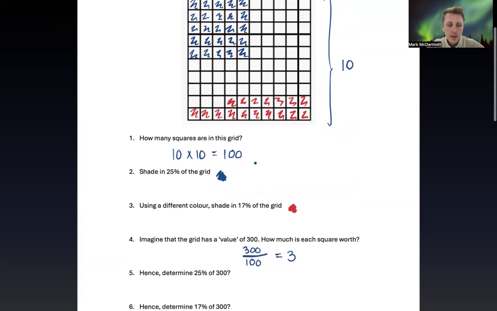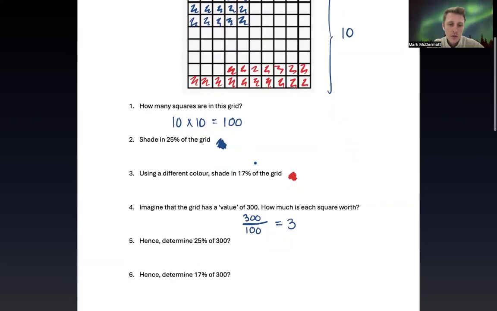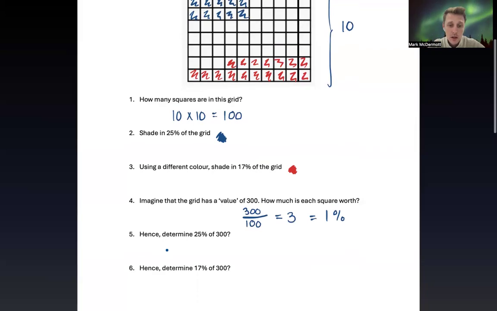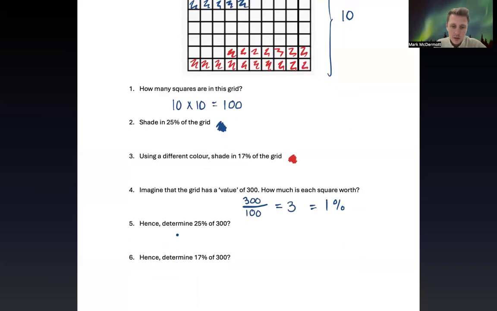Okay, and then we get this next part. It says, hence determine 25% of 300. Well, one way we can think about it is this 3 must correspond to 1%, right? Because we broke that grid up into 1% increments, and one of them was equal to 3. So to get from 1% to 25%, we need to multiply by 25. So we're just going to take 25 multiplied by 3 gives us 75. Or we could write it like this. 25% per 100 multiplied by 300 equals 75.